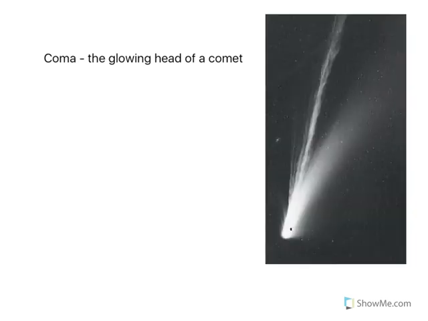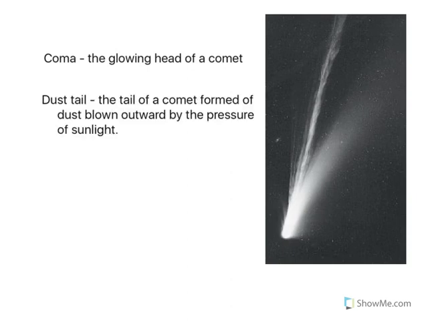Let's look at these parts individually. The coma is the glowing head of a comet, and that would be this portion of the comet. That's your coma. Now let's look at the dust tail. The dust tail is a tail of a comet formed of dust. It is blown outward by the pressure of sunlight. So there is your dust tail.